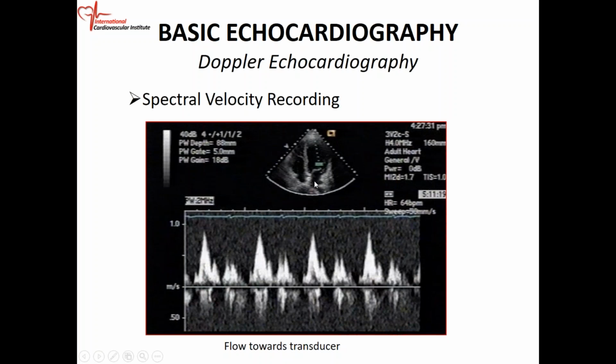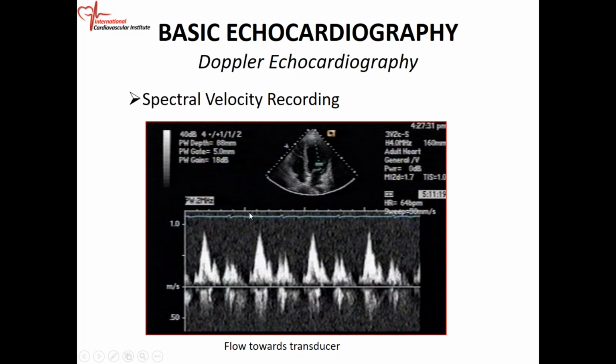We know that the normal flow of blood is from the left atrium across the mitral valve into the left ventricle, and this occurs in diastole. So in diastole, we have blood flowing from the left atrium across the mitral valve into the left ventricle. The blood is moving towards the transducer, which is right there. So you're going to get a spectral display above the baseline.